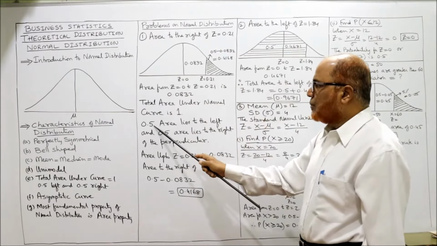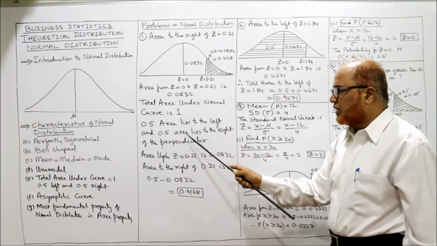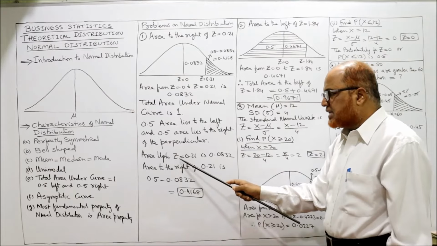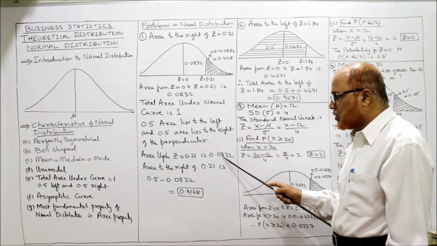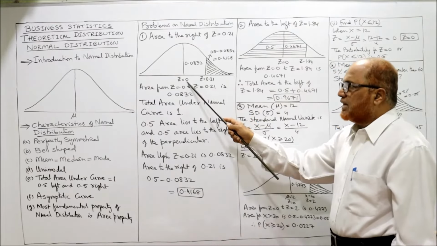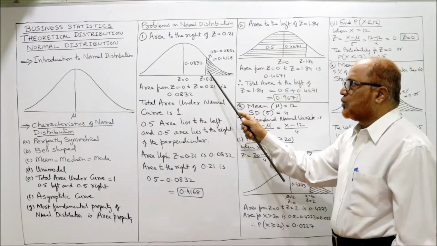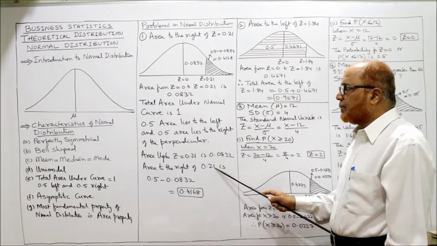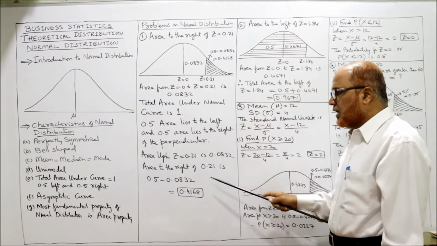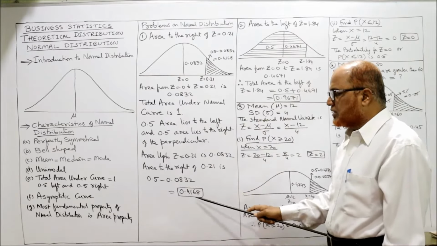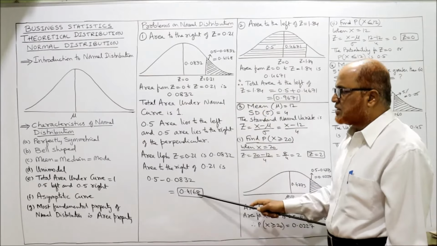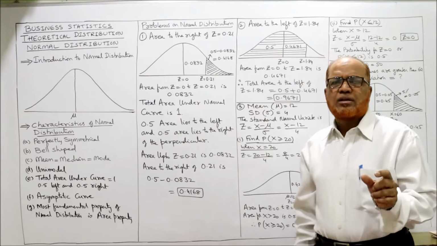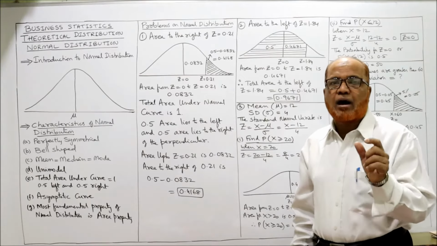तो you can write 0.5 area lies to the left and 0.5 area lies to the right of the perpendicular. Area up to z is equal to 0.21 is 0.0832. From z is equal to 0 to z is equal to 0.21 is 0.0832. Now area to the right of 0.21 is 0.5 minus 0.0832 is 0.4168. Over. So this is a basic simple question, simply to find out the area.